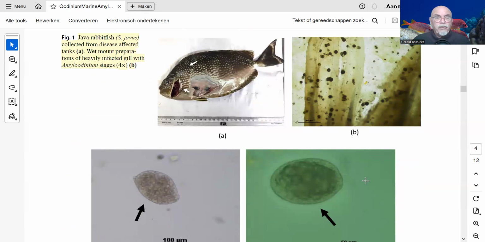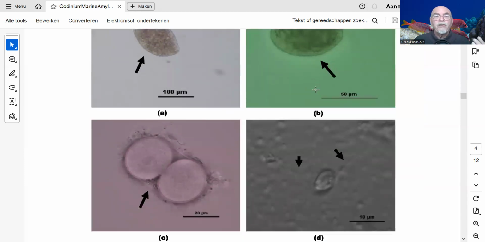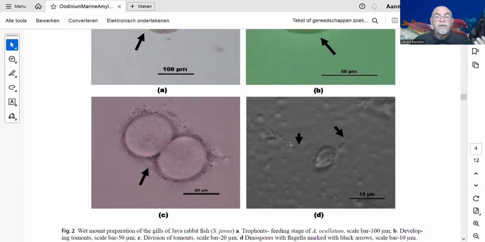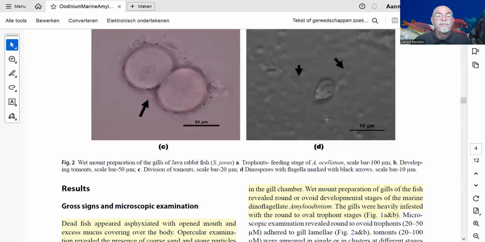First of all, the infection on the Java rabbitfish. The fish had a whitish, cloudy, peppered look on their skin. You can see here on the right the gills, and how badly they are infested with all those parasites. Here you see microscopic observations of the parasites, and also the division of the tomites that is happening. They sometimes divide, and then eventually develop as trophonts to reproduce. Here is a magnification of the tiny dinoflagellate that spreads to reinfect the fish.